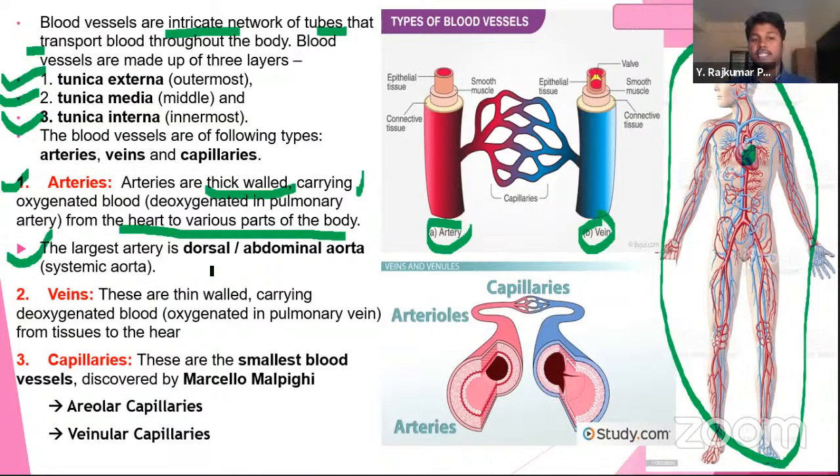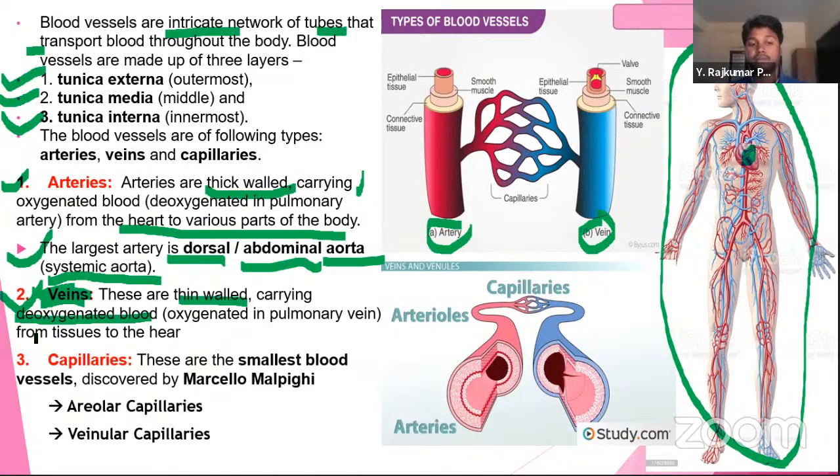The largest artery is the dorsal aorta. It's also called abdominal aorta and systemic aorta. Okay, this is the largest artery in the body, originates from the heart. And the second type of blood vessels are veins. What are these veins? Arteries supply the blood to all parts of the body, but the veins collect the blood from the body. Okay, these are thin-walled, carrying deoxygenated blood from the tissues to the heart.